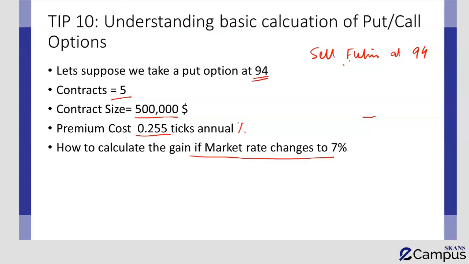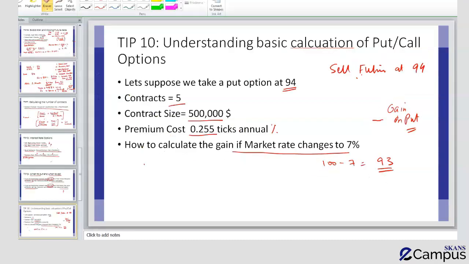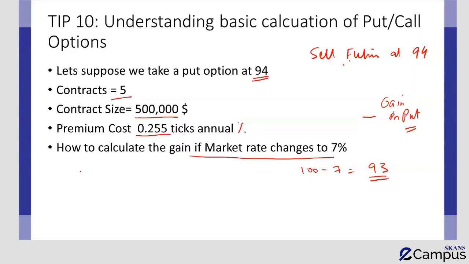Clearly, if the market changes to 7%, that means 100 minus 7 is equal to 93. That means I'm selling at 94 and the price of the future falls. So I clearly know that I will get a gain in my put option. Now how much will that gain be? To calculate that, first of all, you calculate the premium.